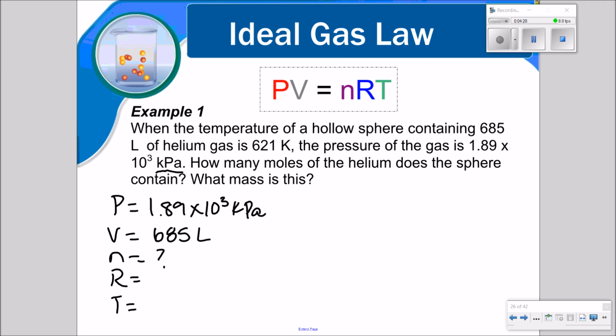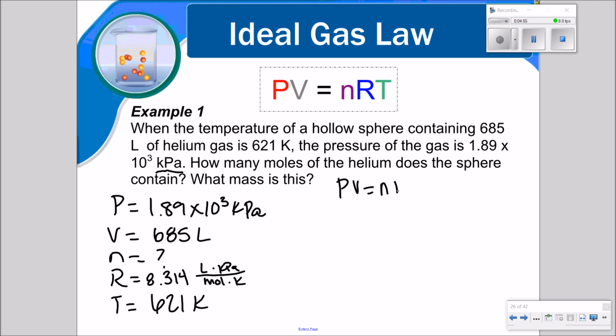So in this case, that's going to be 8.314. That's liters times kilopascals over moles times Kelvin. And my temperature is going to be 620 Kelvin. So you'll note that all of our units are going to be able to cancel out, leaving us with moles at the end, which is what we're looking for. So I'm going to go ahead and plug this all into PV equals nRT.